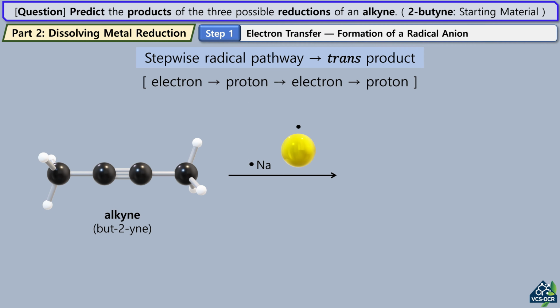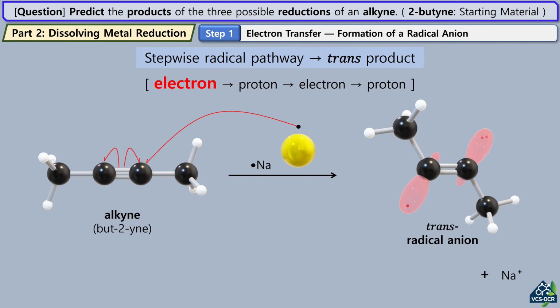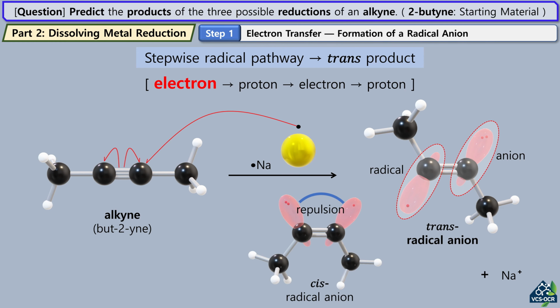Step 1. Electron transfer. Formation of a radical anion. A sodium atom donates one electron to the alkyne, partially reducing one of the pi bonds and generating a radical anion. This intermediate contains one carbon bearing most of the negative charge, the other carbon carrying an unpaired electron. To minimize electron-electron and electron-radical repulsion, the substituents adopt a geometry that reduces repulsion, leading toward the trans-arrangement.